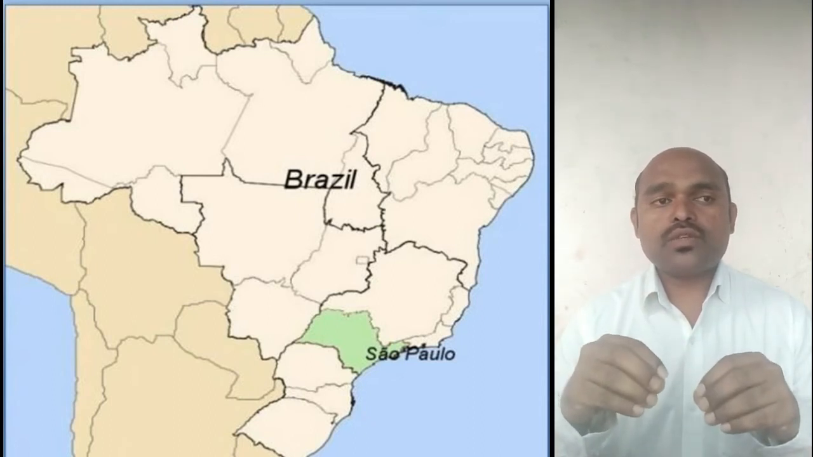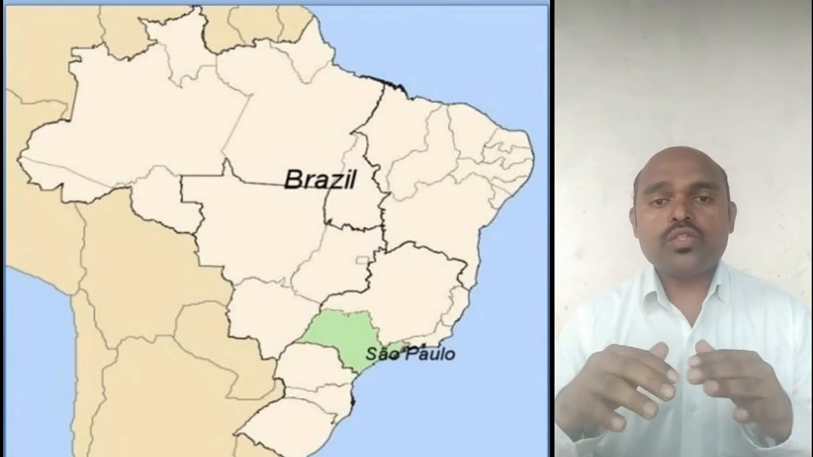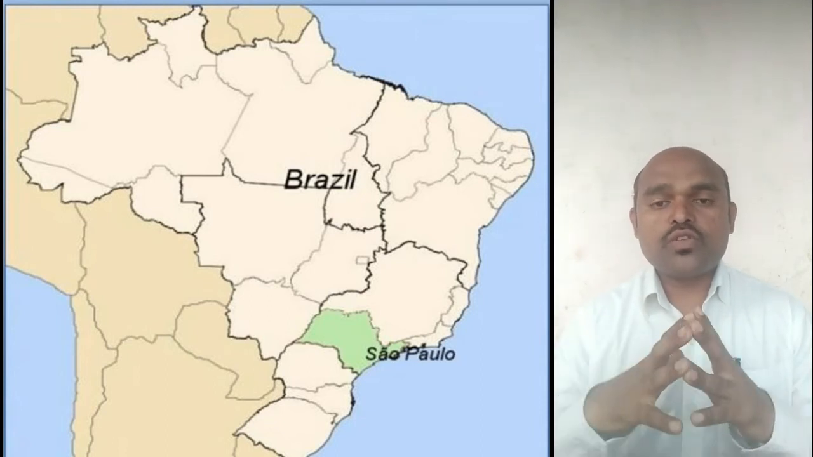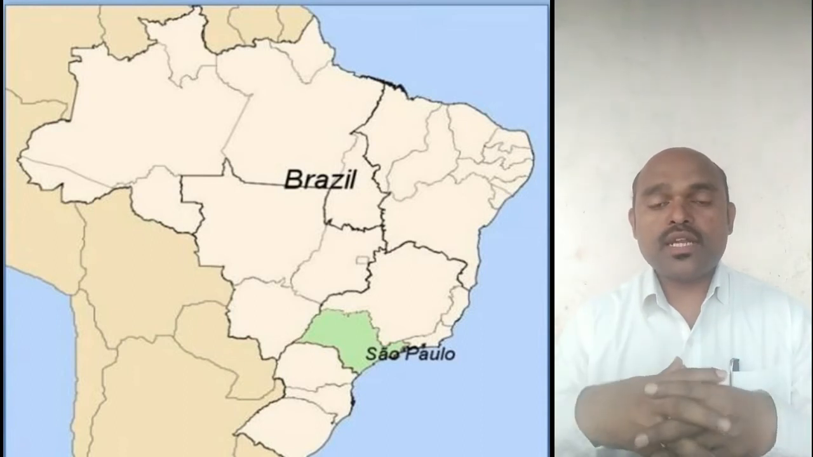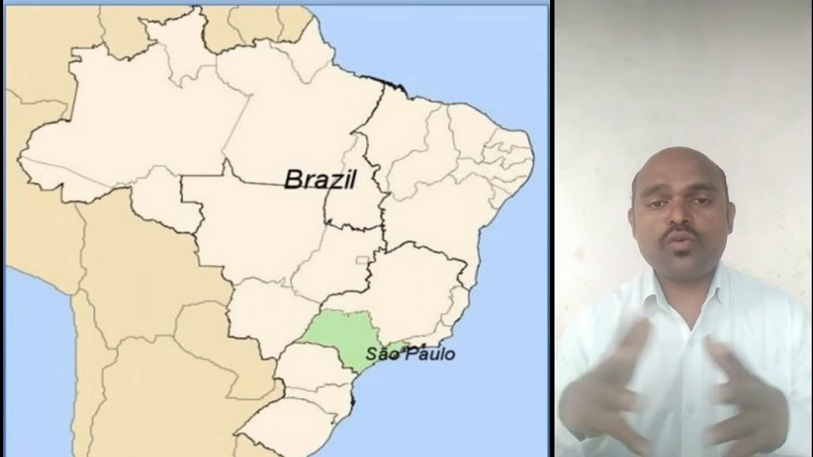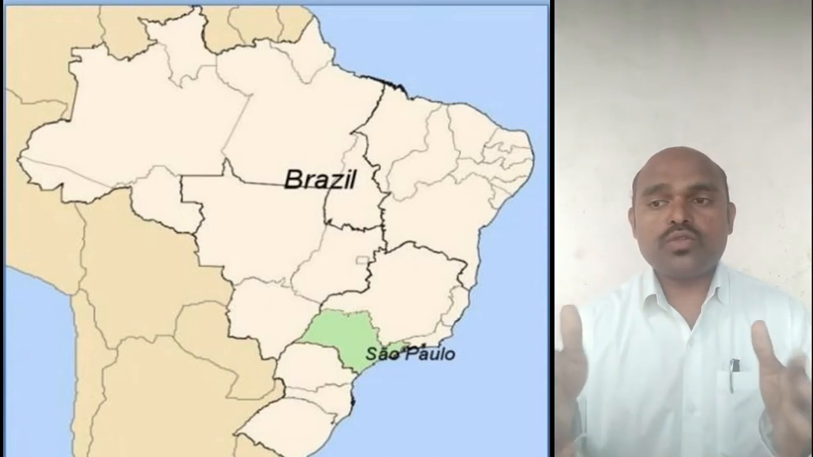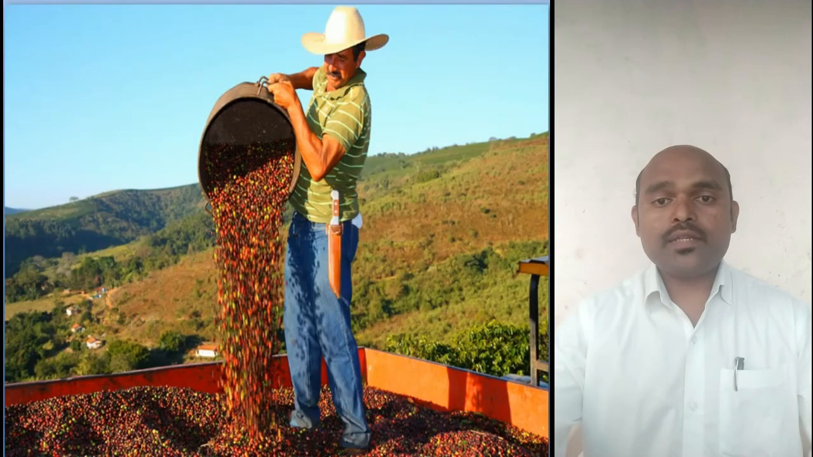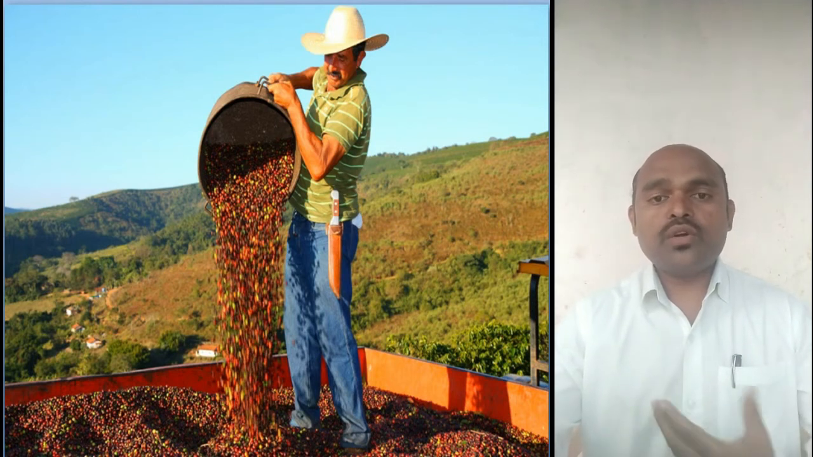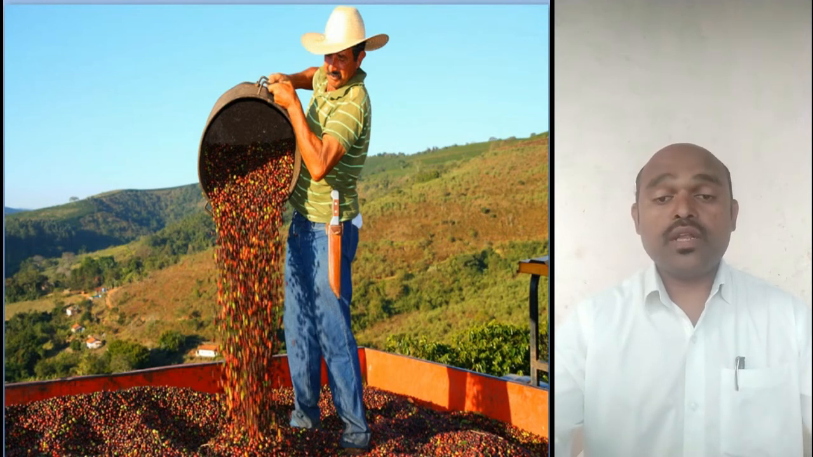This region has a good availability of water, and natural resources are also found in large amounts in the Sao Paulo region. So these are the reasons that the settlements increased in the Sao Paulo region. We find a dense population also in the Sao Paulo region. But an important point we should remember about the Sao Paulo region is that the soil is very rich, and as it is very rich, the people there grow coffee plants in large amounts.